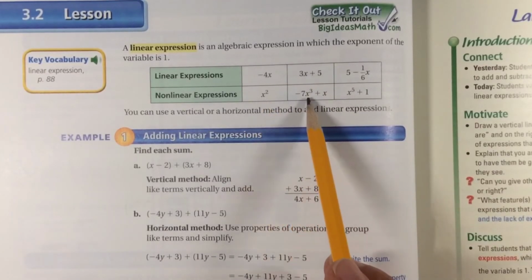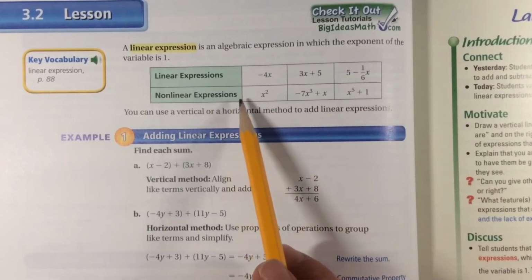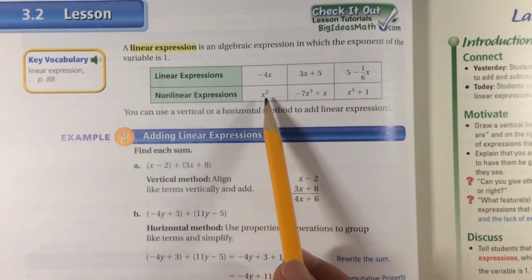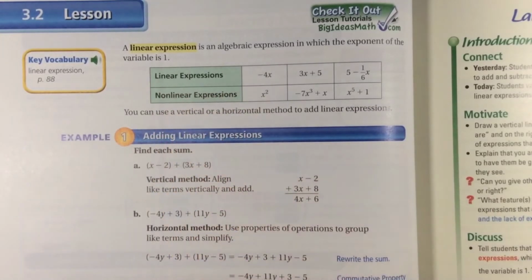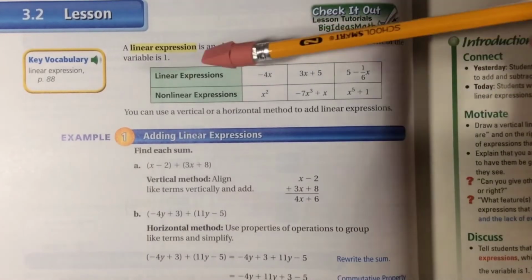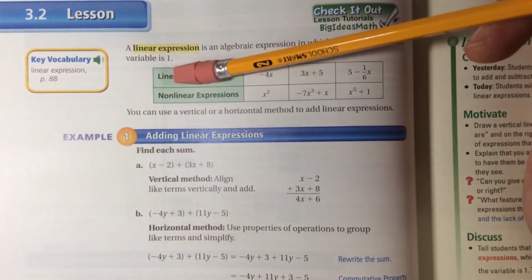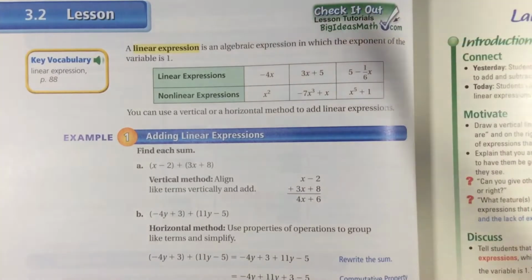When it's squared, or when it's to the third power, to the fifth power, these will be nonlinear expressions. We're not going to deal with those this year. We'll just be dealing with linear expressions. And we call them linear because when we graph these, and we will graph these later this year, they form a line. So that's why they're called linear.